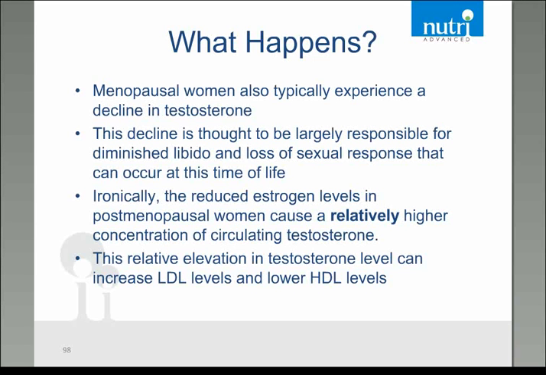Menopausal women also typically experience a decline in testosterone. This decline is thought to be largely responsible for diminishing libido and loss of sexual response that can occur at the time of life. Ironically, the reduced estrogen levels in postmenopausal women cause a relatively higher concentration of circulating testosterone. This relative elevation in testosterone levels can increase LDL levels and lower HDL.